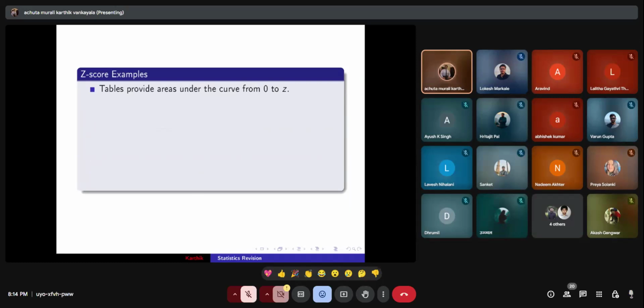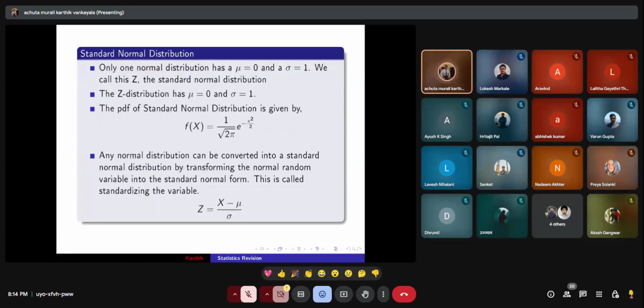So, z-scores. To calculate the probability of some interval, what you have to do is find the area under the curve. This is what we have discussed.